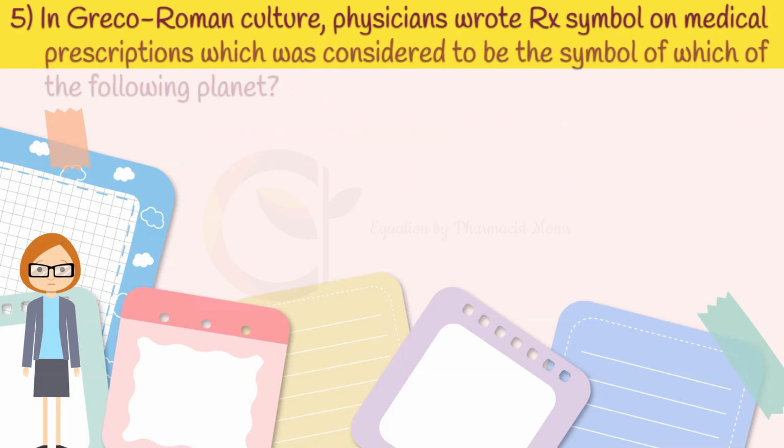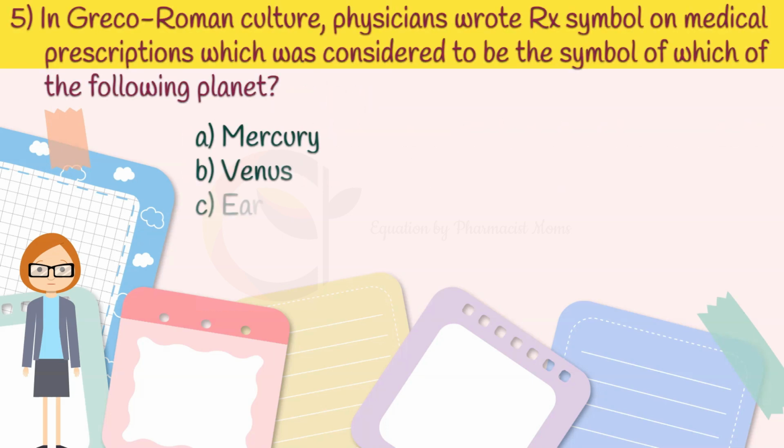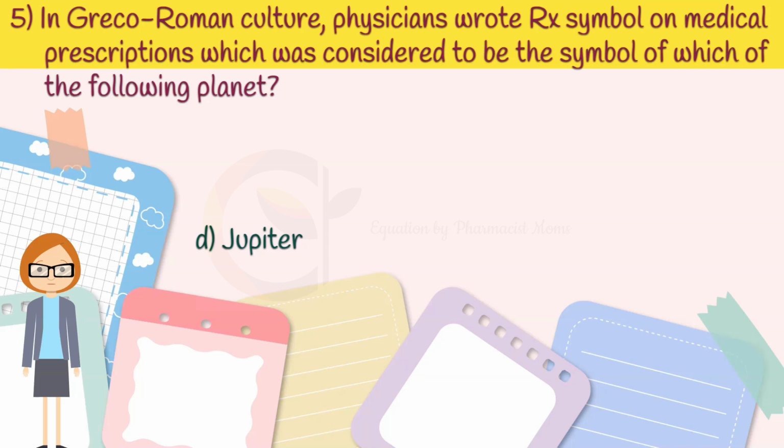Question 5. In Greco-Roman culture, physicians wrote Rx symbol on medical prescriptions, which was considered to be the symbol of which of the following planets? Option A, Mercury. Option B, Venus. Option C, Earth. Option D, Jupiter. Option E, Mars. The correct answer is option D.